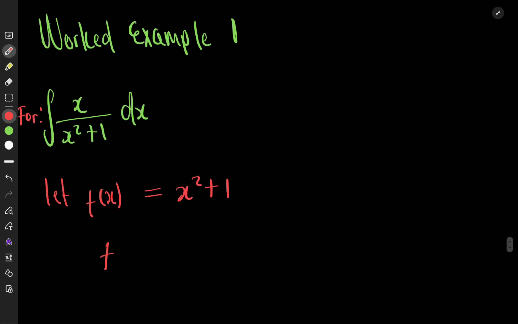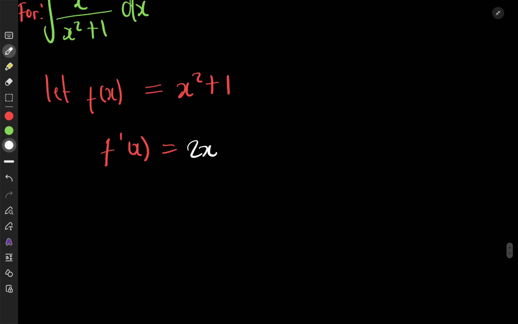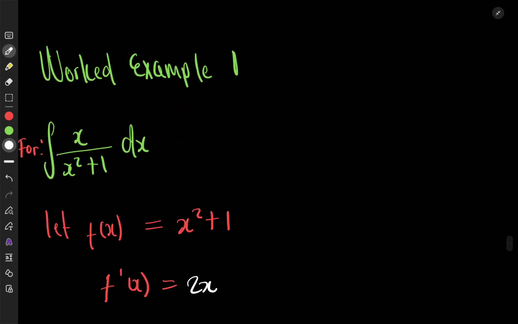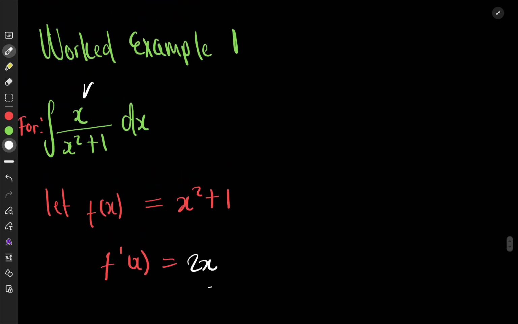Which means now our f'(x) is going to be, if we differentiate x squared, what do you get? You get 2x. You drop down the power, you reduce it by 1, you get 2x. Differentiate plus 1, you get 0, so it's going to be 2x, right? Now, we have to make the top and the bottom match. Remember that. That's the biggest rule. You have to make the top the derivative of the bottom. Here, the derivative of the bottom is 2x. So we need to make the top 2x.